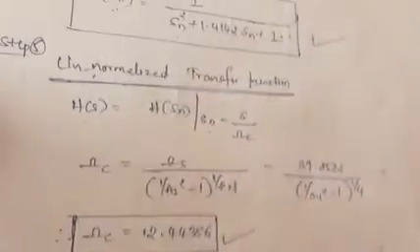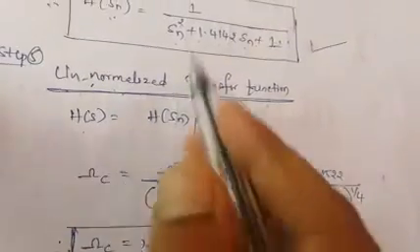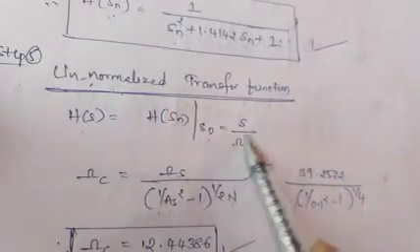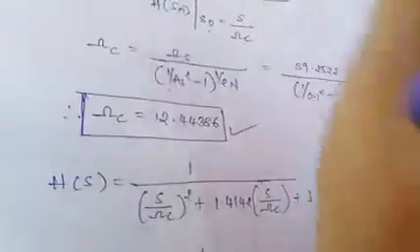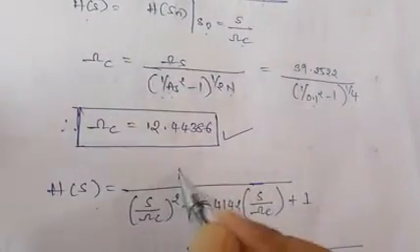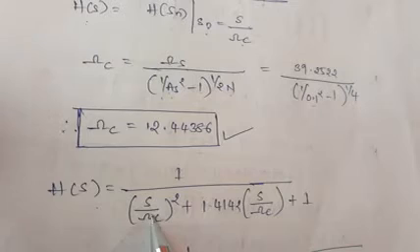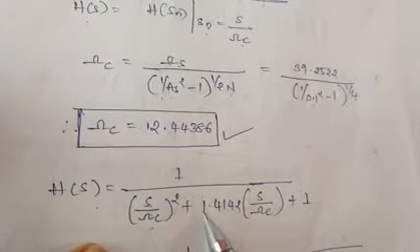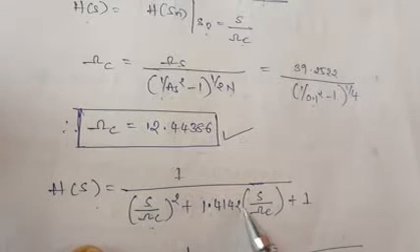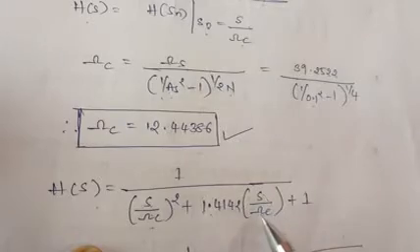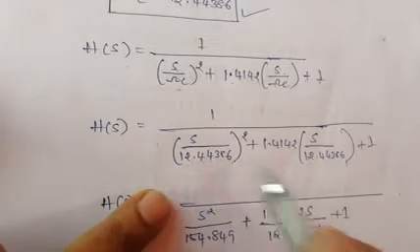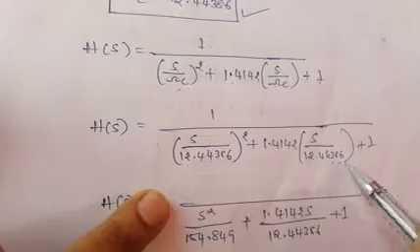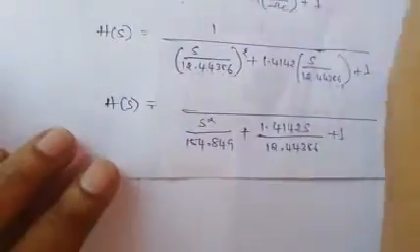Let us substitute in the transfer function. Wherever Sn is there, that Sn is replaced by s by omega c. Hence it becomes H(s) equal to 1 divided by (s by omega c) square plus 1.4142 (s by omega c) plus 1. Next, substitute omega c, that is 12.44386. Here also 12.44386 substituted. And next is simplification.